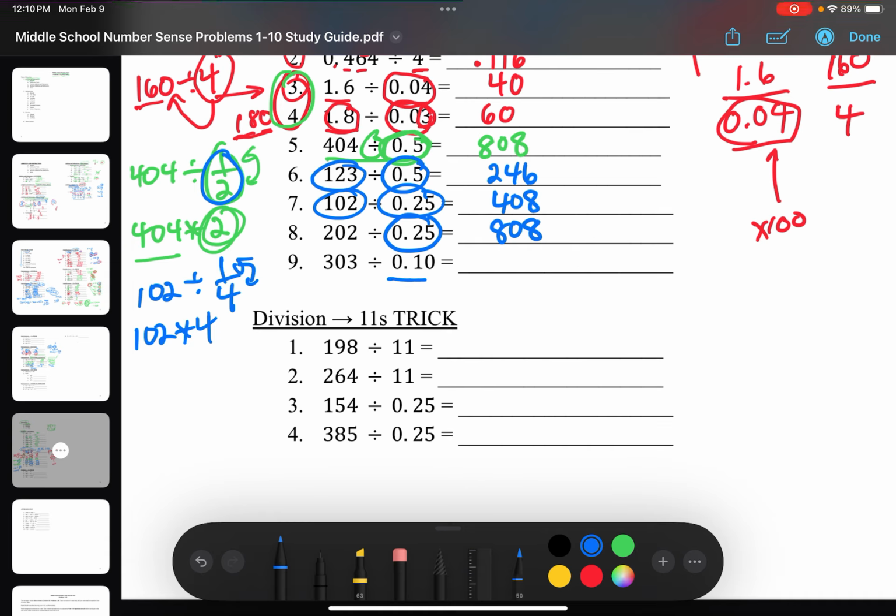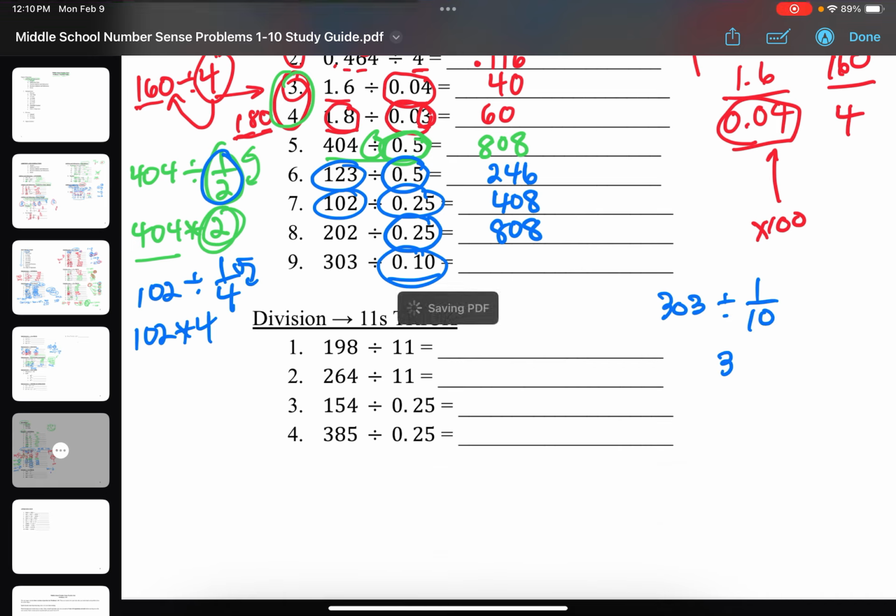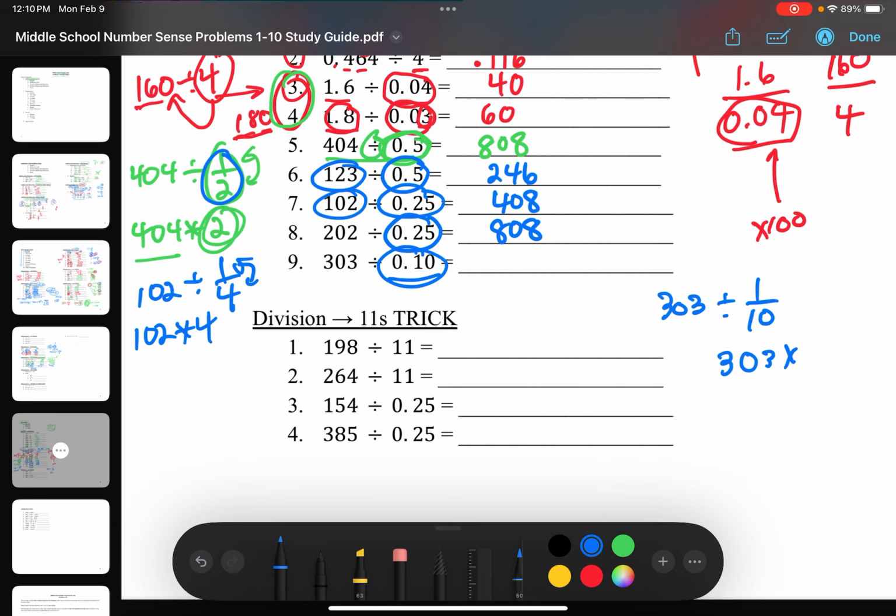And as you can imagine this one, 303 divided by 0.1 or 0.10, 0.1 and 0.10 mean the same thing. That's really saying 1/10, right? Well, if I do the reciprocal of that, of 1/10, that's really just 10. So this is really just saying what's 303 times 10, which is 3030.